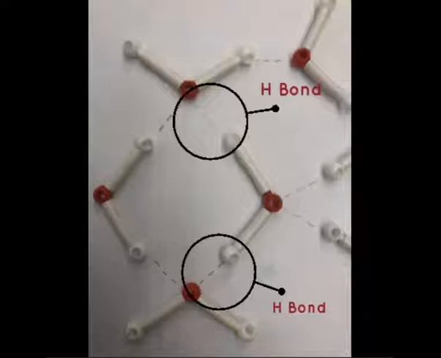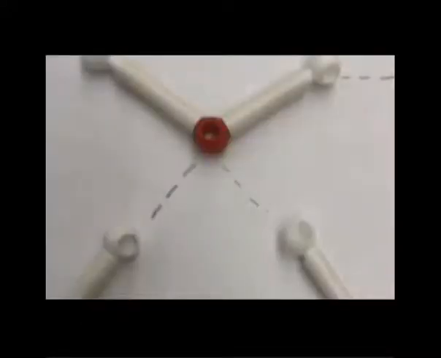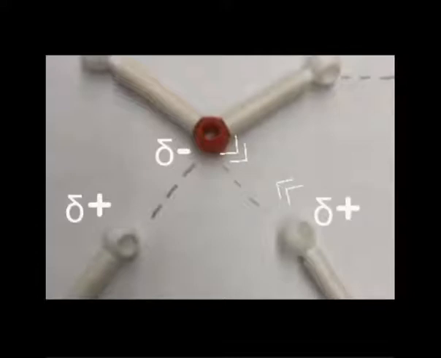Because oxygen is more electronegative because of its 8 electrons, it has a partial negative charge. And hydrogen, which has a partial positive charge, is attracted to the oxygen atom. Therefore, water molecules are attracted to each other.